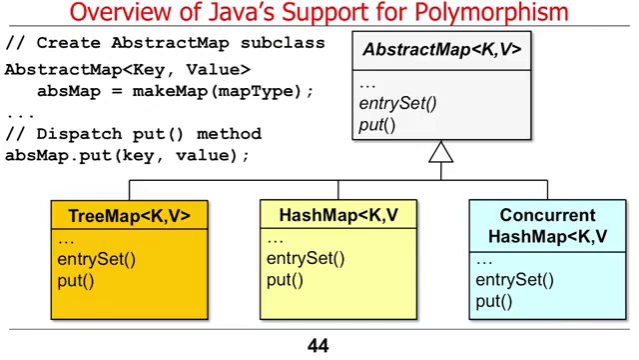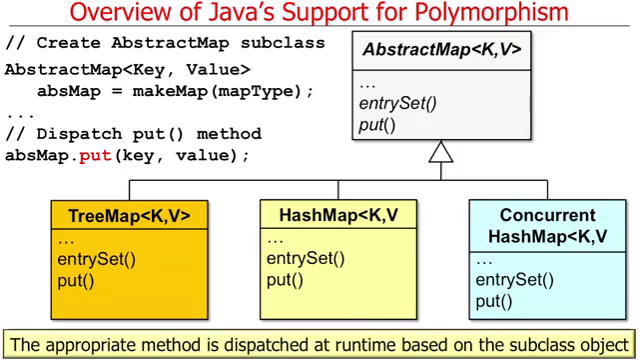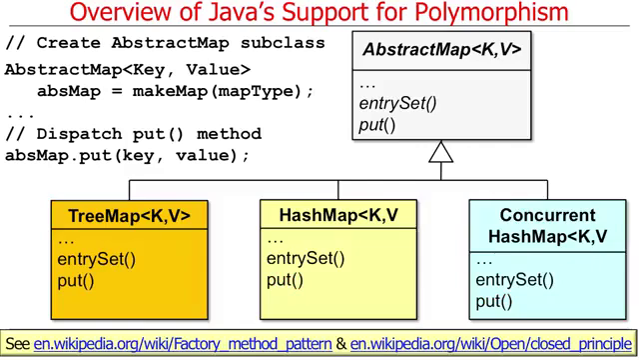An app that invokes a put method call on a reference to an AbstractMap can be extended transparently via the open-closed principle, so the appropriate put method implementation is dynamically dispatched at runtime based on the object type of the concrete subclass that extends the AbstractMap superclass, such as TreeMap, HashMap, or ConcurrentHashMap. By applying the factory method pattern together with the open-closed principle, the app code needn't change, even if the makeTree factory method creates a different concrete subclass when it's called at runtime.